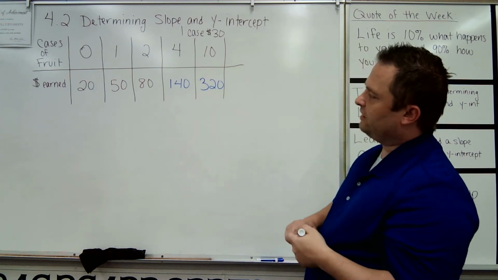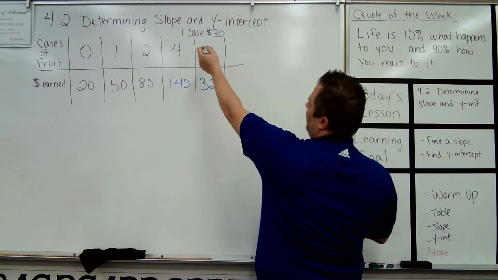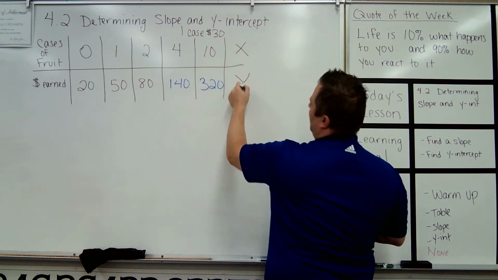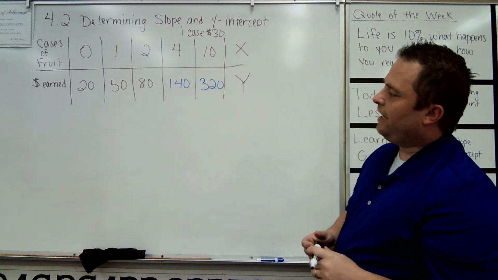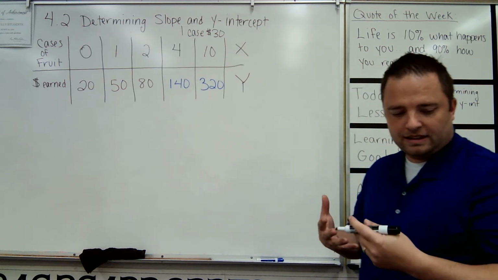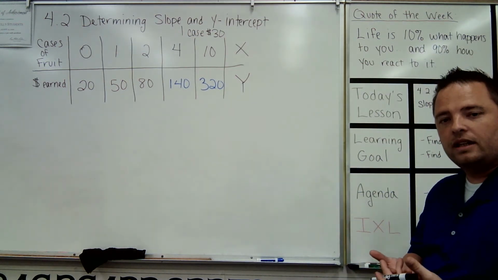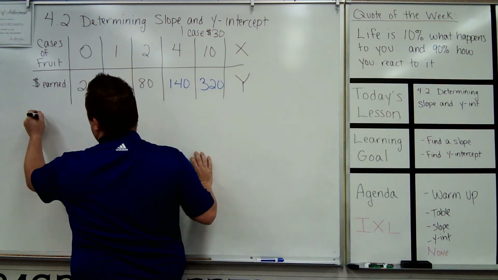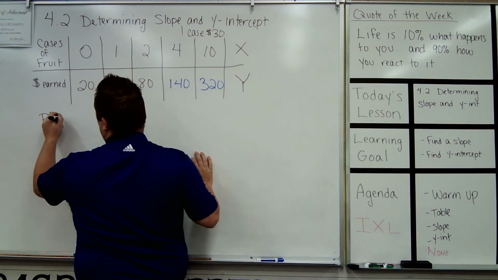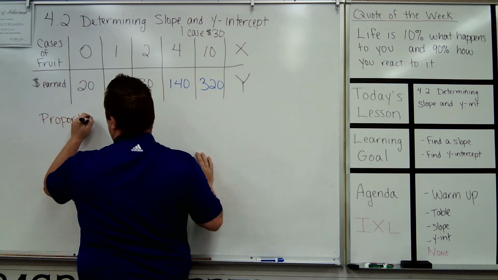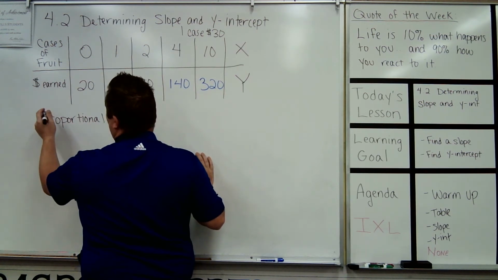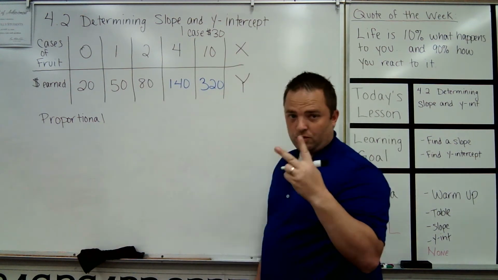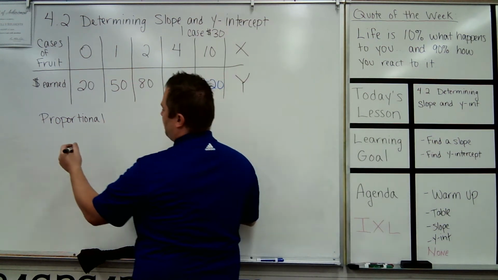So I want us to start thinking of these cases of fruits as X's and these dollars earned as Y's. And today we're going to be learning about something that relates these X's and Y's in a new way. So let's just think about what we already know about proportional. This is a unique situation in which an X and Y are related, but 2 things have to be true. Both of them have to be true.